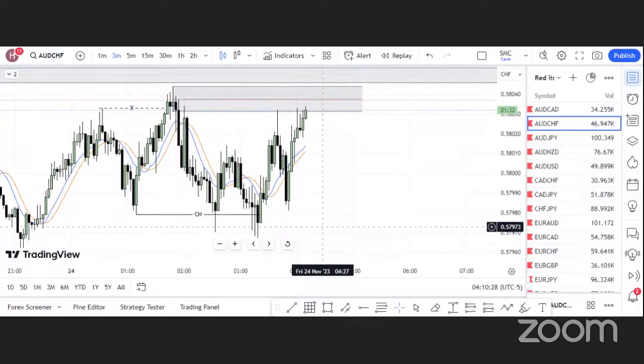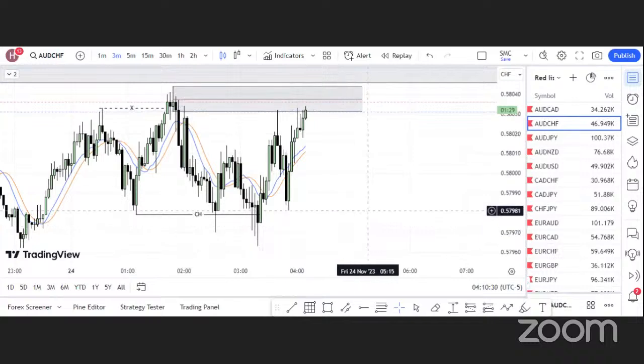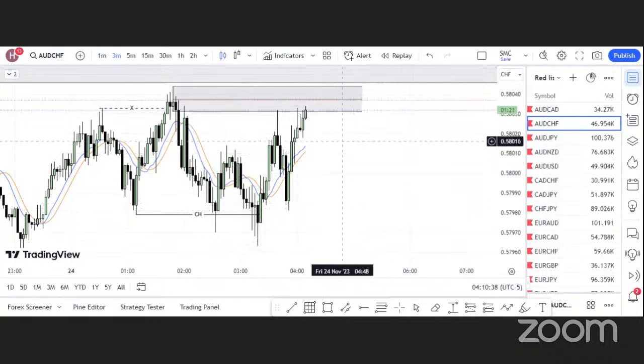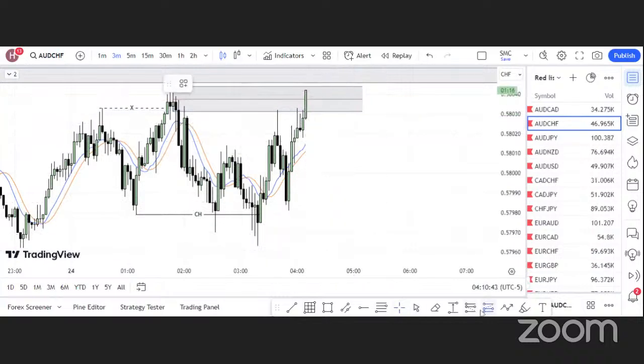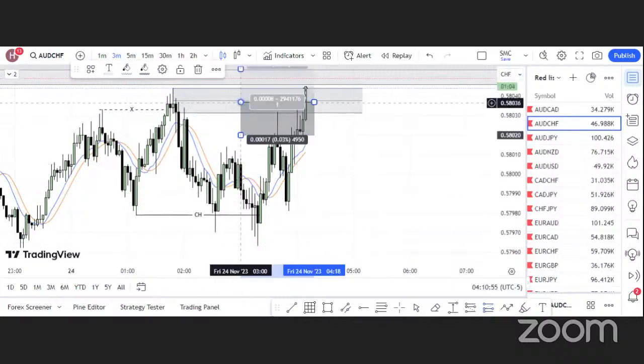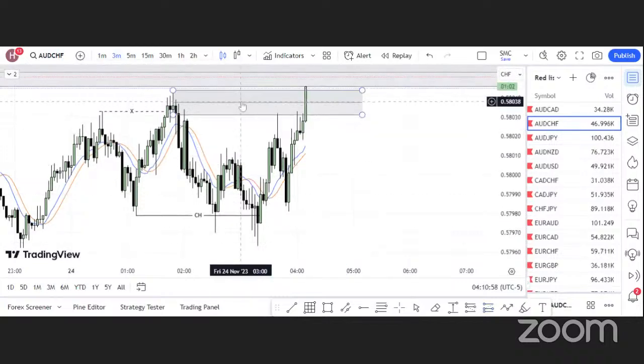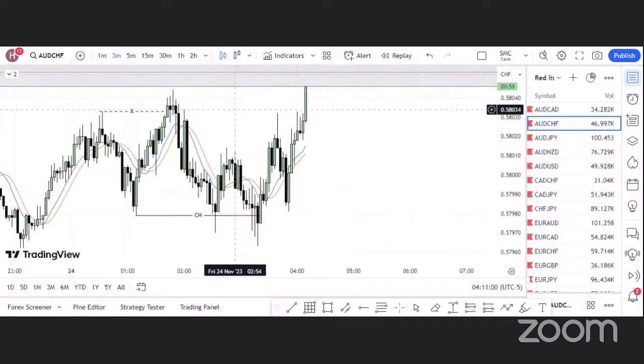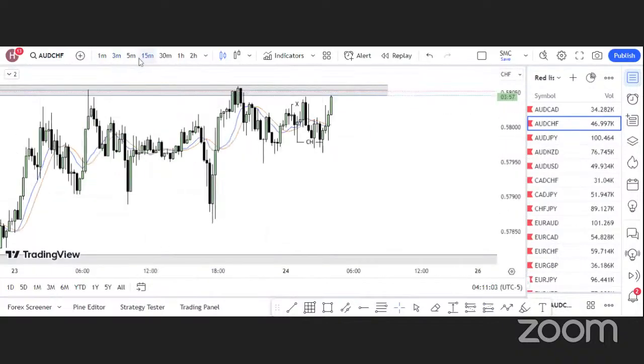Let's wait and see if we are going to get a rejection from the current zone that we have here. Right now we have a very good zone. You see, the market went up. It just broke that, so it becomes invalid. Let's go to the 15 minutes time frame.